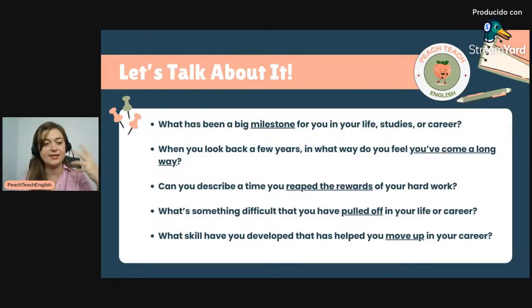So let's try to think of an example of a milestone, something big you have achieved in your life. These can be things like graduating, buying a house, getting married, getting your dream job, moving to another country, any kind of big moment, something you achieved that was really important to you.